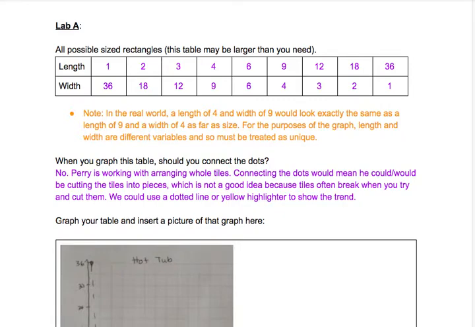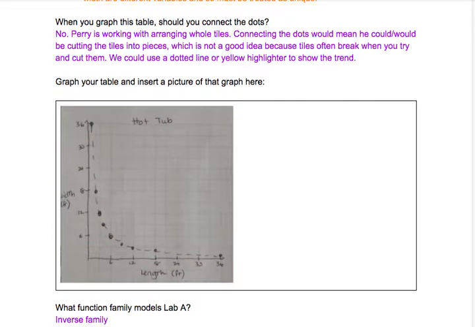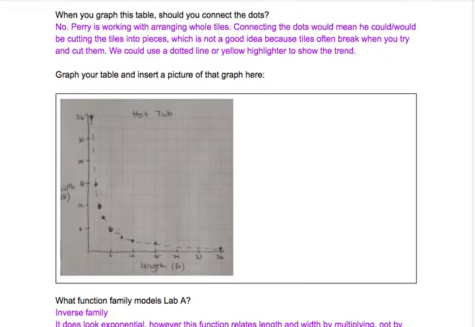So now I go to graph this, and it asks me, should I connect the dots? Well, no. You shouldn't. Perry's working with whole tiles, and if we connected the dots, we would imply that he would or could be cutting his tiles into different size pieces. And that's not a good idea. Tiles do break when you try to cut them, and that's why when you were actually trying to build something like this, you'd get more than 36 tiles in case you break one.